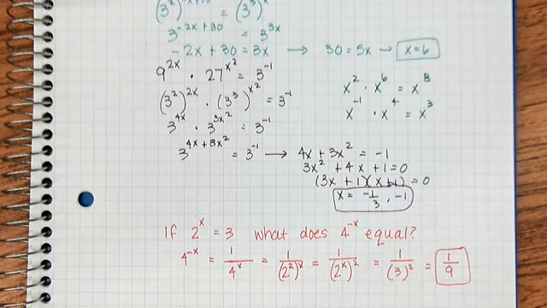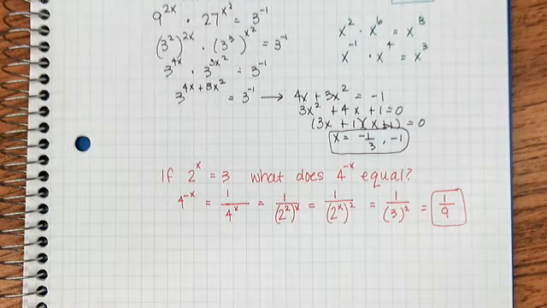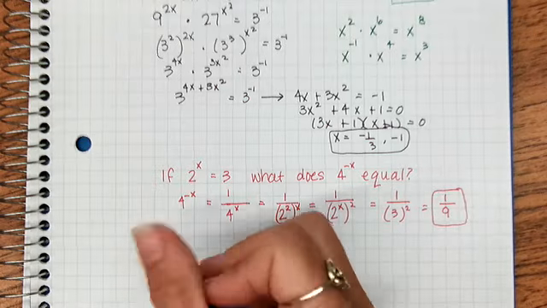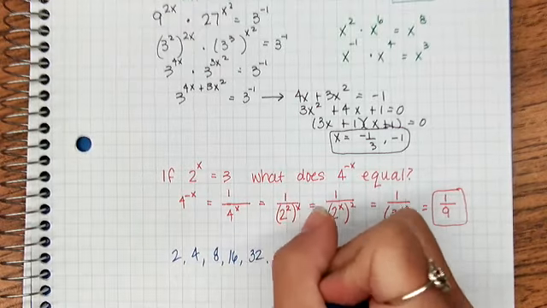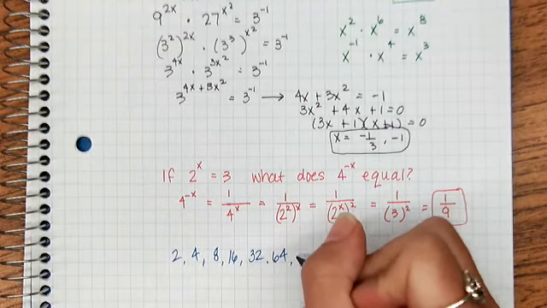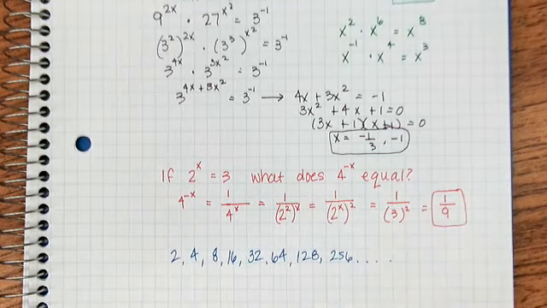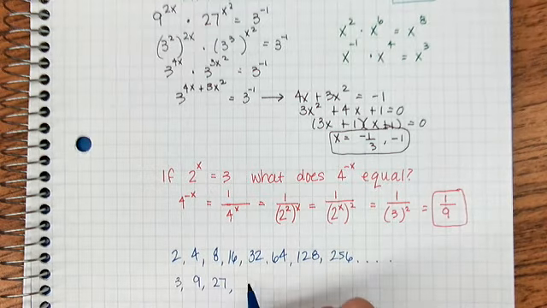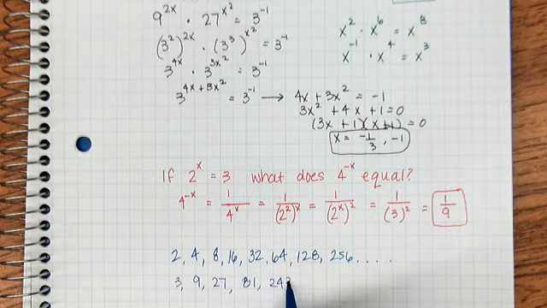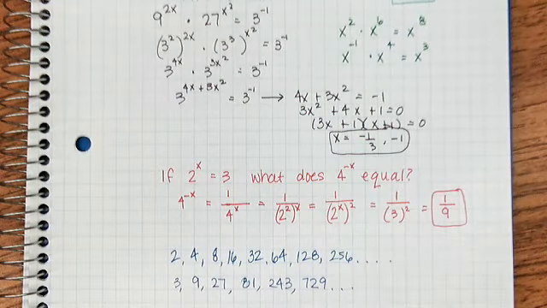So I didn't do what I consider to be some of the easier problems. I will tell you this, know your powers of 2 especially, and know your powers of 3. So what do I mean by that? 2, 4, 8, 16, 32, 64, 128, 256. Powers of 3: 3, 9, 27, 81, 243, 729. The faster you can recall them, the easier this whole section is going to be.